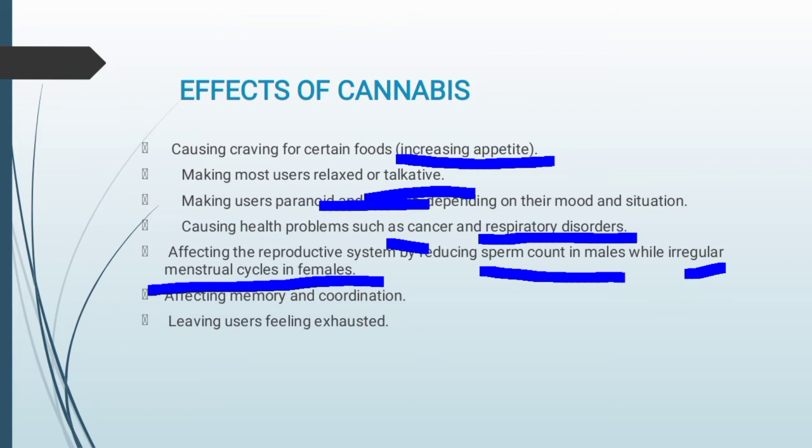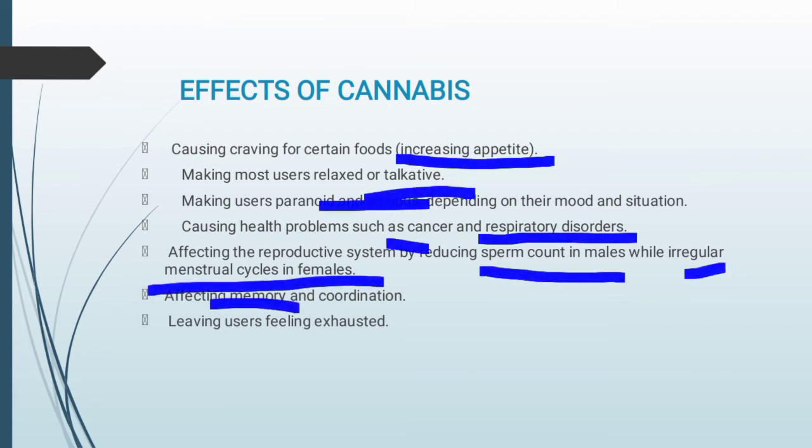Hence, the chances of reproducing are slim, because you'll be having low sperm count. In females, it causes irregular menstrual cycles, the menses. You find that this month a woman has her period, the next month, no period. That month, no period. After 3 months, again. So cannabis also causes that.